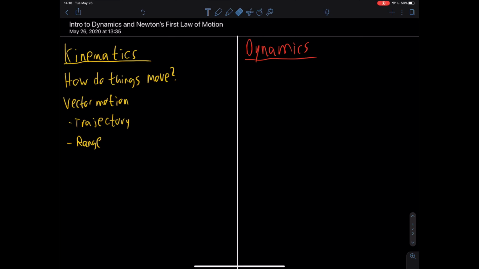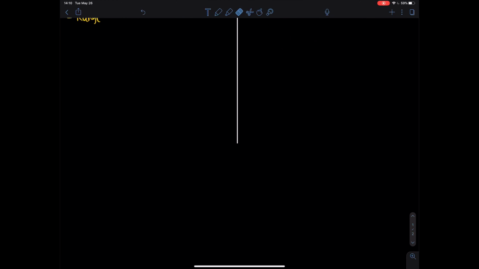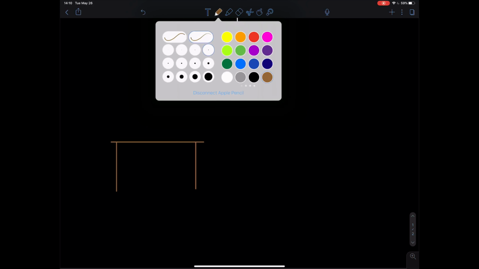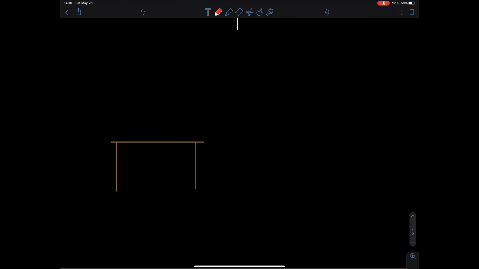So I want to give a little example of how we can kind of get to the central question of dynamics. So imagine that we have a tabletop here. So just some flat tabletop. It's got some legs on it. And let's say that we have an object sitting on the table. There we go. So let's say we have some object sitting on the table. Maybe some block sitting on the table.